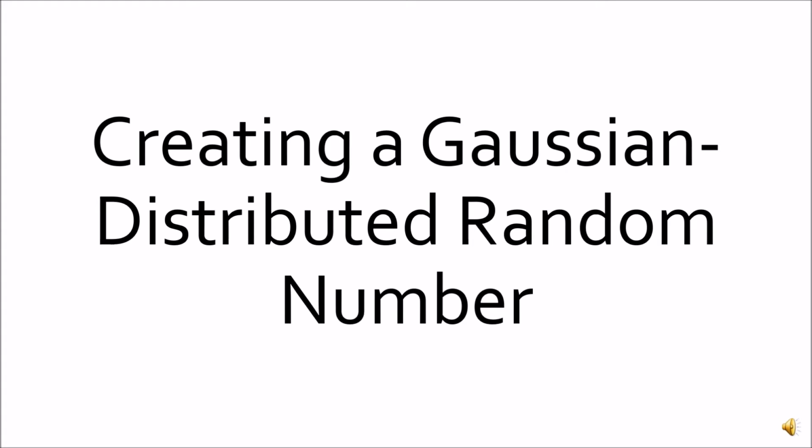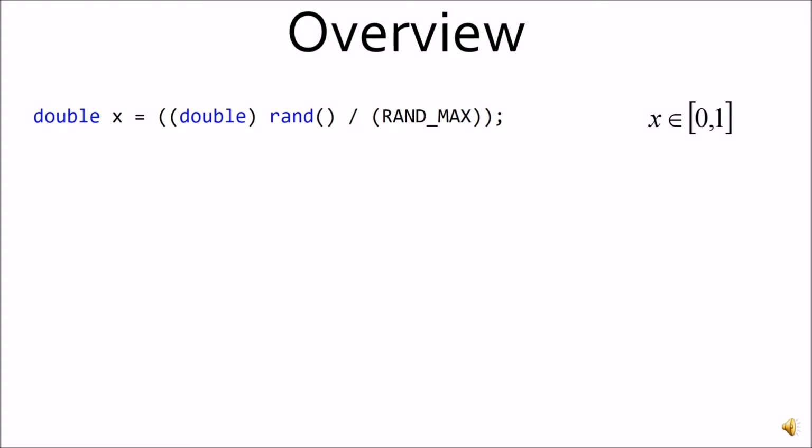Hi there. So in this video I'm going to describe how to generate random numbers which are distributed as a Gaussian function. So just a quick overview. When it comes to generating random numbers, you'll generally use one of the inbuilt functions in your programming language.